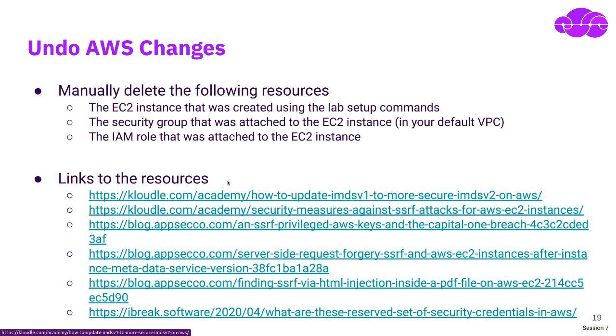You can look at the Cloud Academy post on how to update Metadata version 1 to the more secure version 2, as a measure against vanilla SSRF attacks. There are also a couple of blogs from AppSecco, the ones that I spoke about briefly, where I mentioned how we were able to find SSRF within a PDF generation module and extract credentials. We've also written about the Capital One breach, including details that a lot of blogs didn't have on the internet. And the last one is on the shared responsibility model of security in AWS. Take a look at these references.